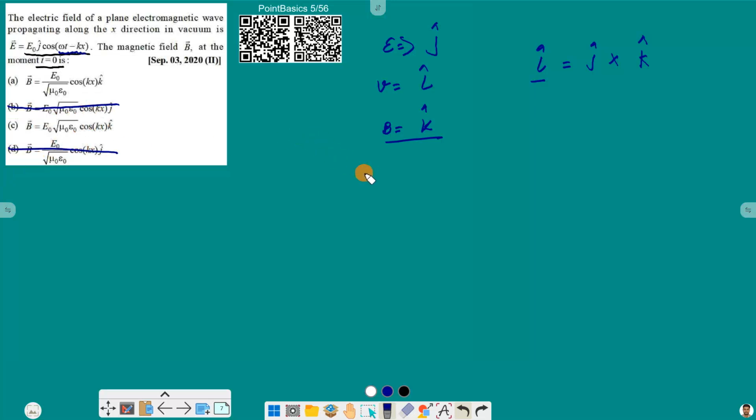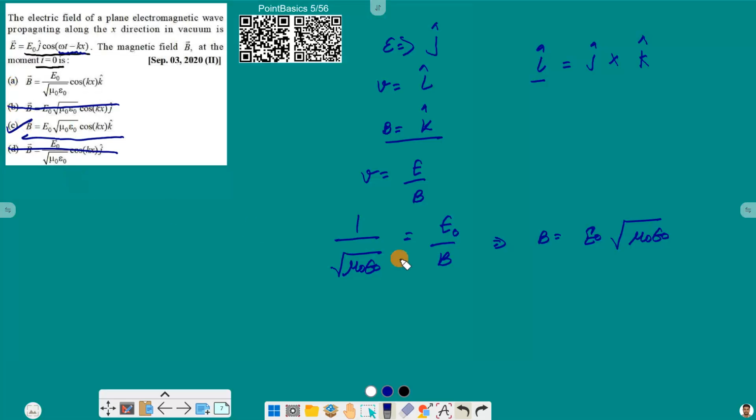Now going to the magnitude, we know that V is equal to E by B, and also V is equal to under root mu naught by epsilon naught. So it is E by B. Now the value of E is E naught. So the value of B is E naught times mu naught epsilon naught whole under root. That matches with option C. So option C will be the right answer for this question.